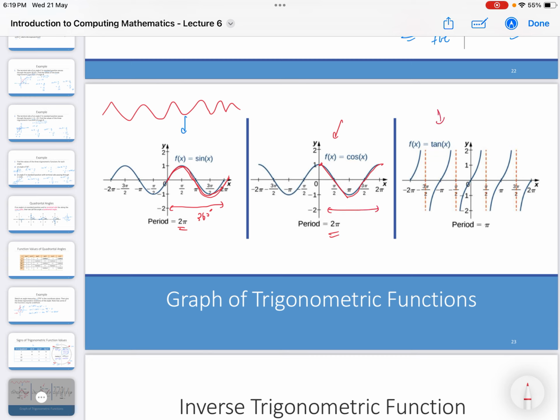And then this one is the function tangent x. At 0 it is 0, and then it goes up to infinity at theta equals pi over 2. Then from negative infinity after pi over 2, it goes up to 0 at pi, and then goes up to infinity at 3 pi over 2, and continues like this. To make one complete rotation, it is from here up to here, so the period is only pi. It's not 2 pi for tangent.